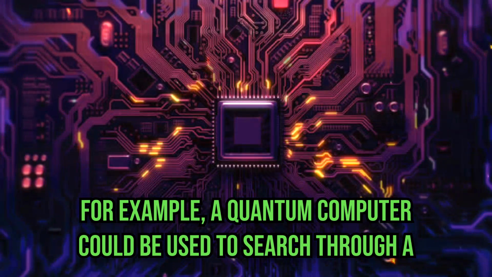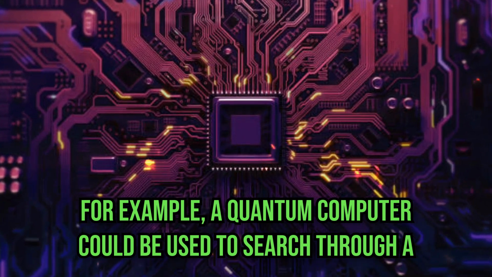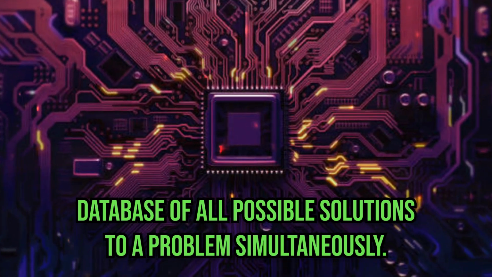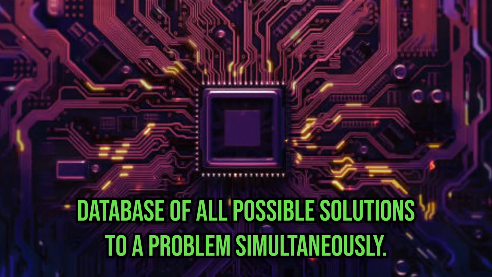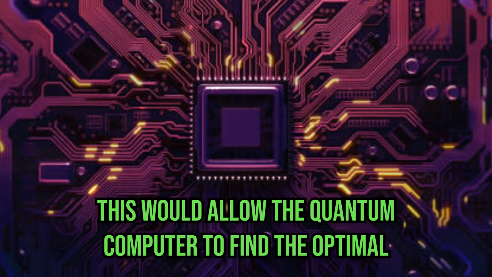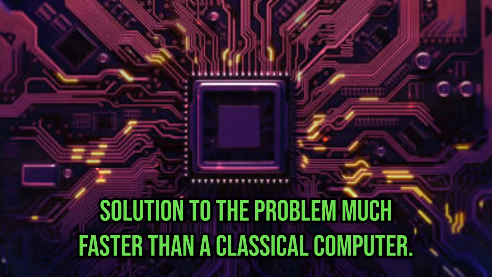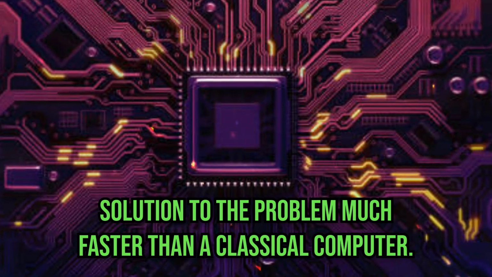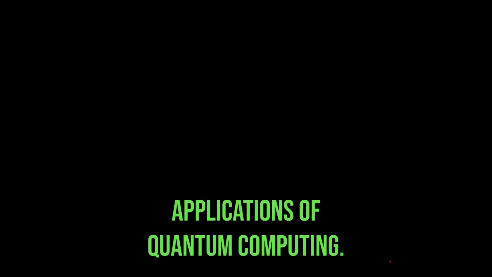For example, a quantum computer could be used to search through a database of all possible solutions to a problem simultaneously. This would allow the quantum computer to find the optimal solution to the problem much faster than a classical computer.